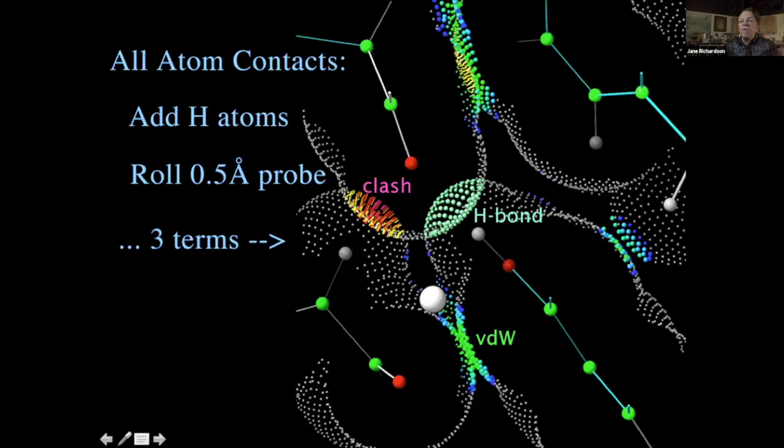And so the way we do that is that we put a ball of dots on each van der Waals surface of all the atoms, including the hydrogens. And then basically we roll a little ball. It's only 1/4 angstrom in radius, so we're looking at pretty tight contacts. And when it doesn't touch anything else, we don't do anything. But if it touches another non-covalently bonded atom, then we lay down a dot.